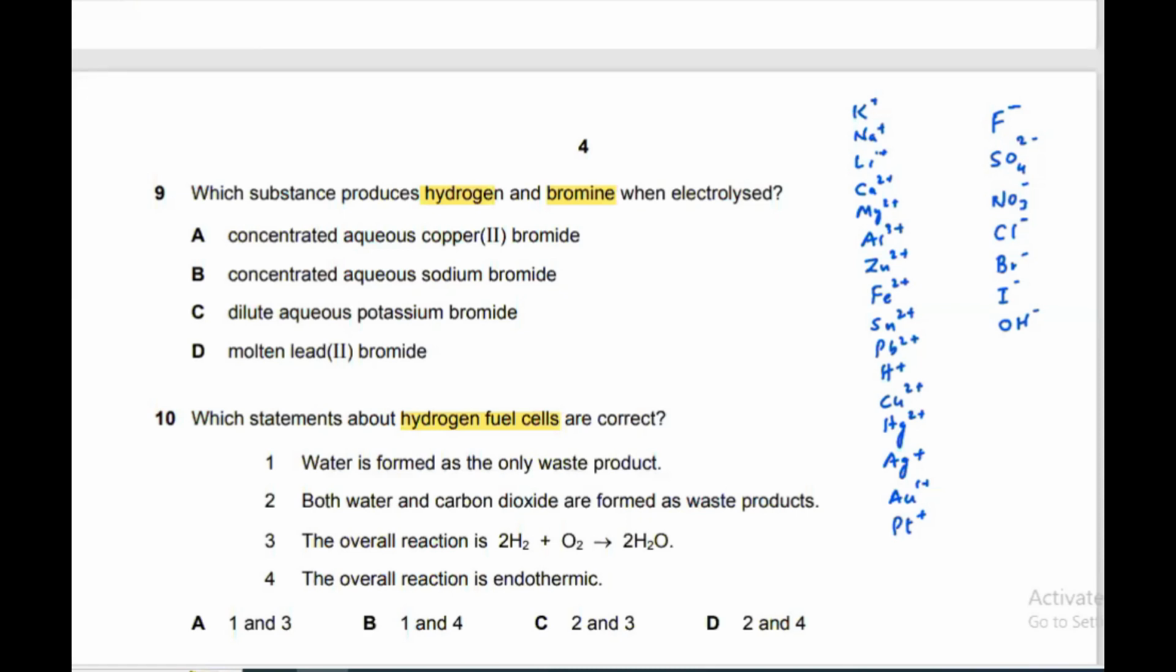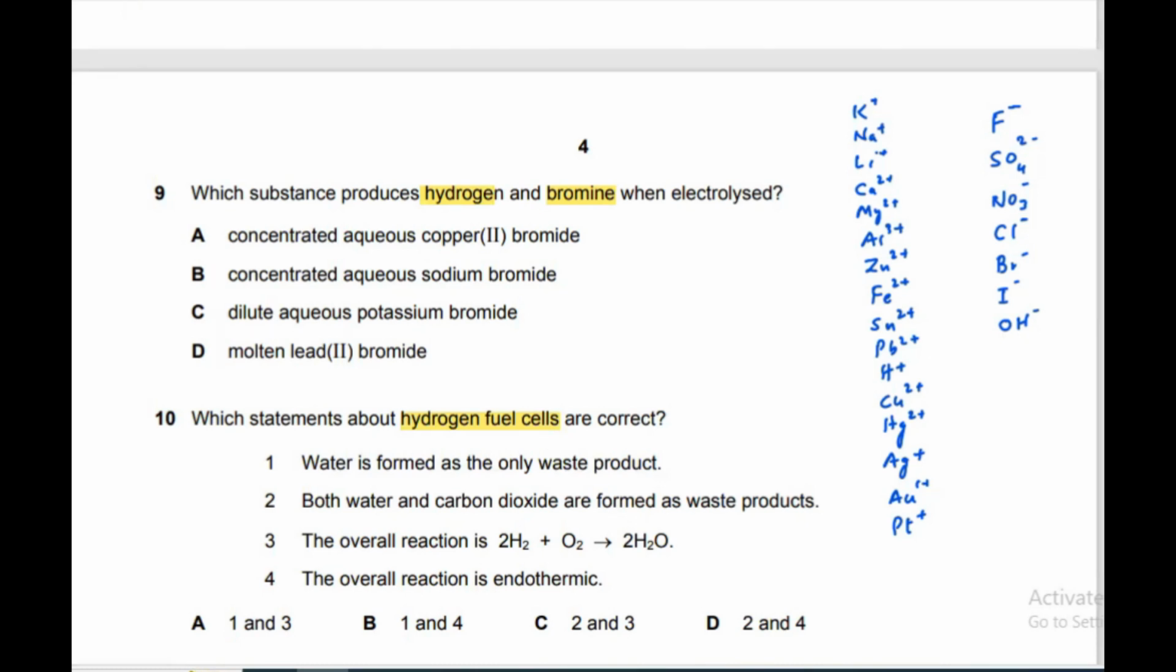The next question is regarding electrolysis. Which substance produces hydrogen and bromine when electrolyzed? This is the reactivity series of cations and anions we can use for this. Without the reactivity series of cations and anions, we can answer the products of the electrolysis at IGCSE level. But just look at the reactivity series of cations and anions.